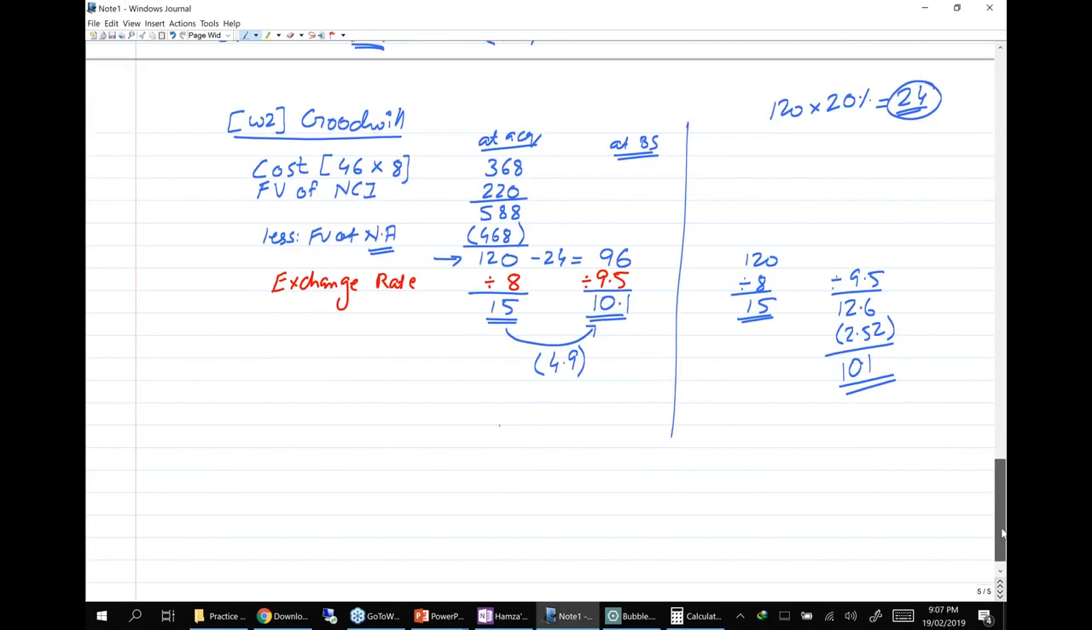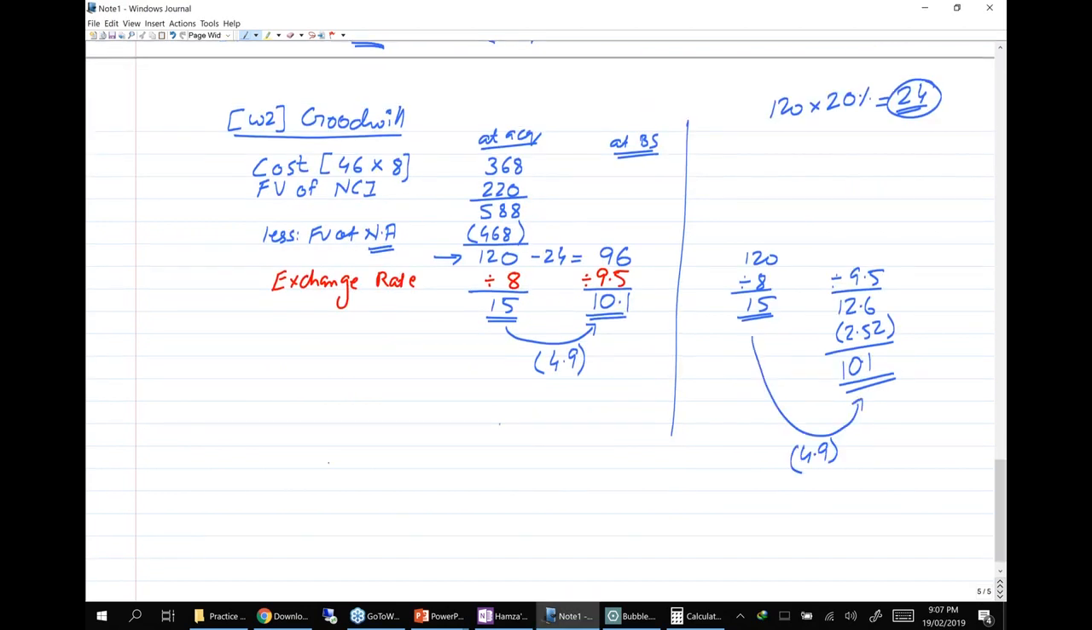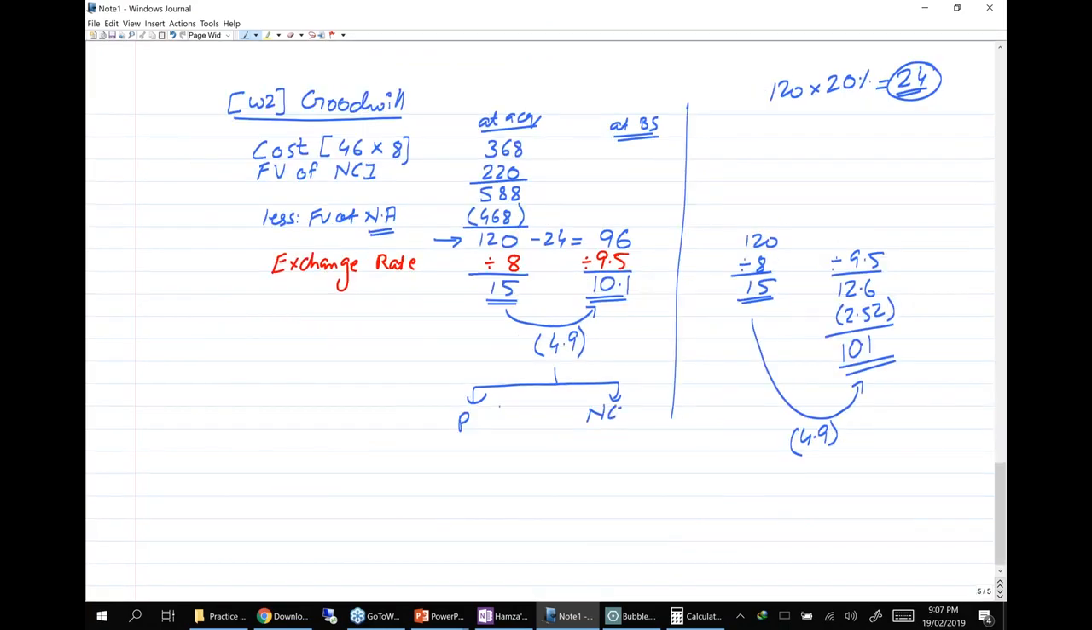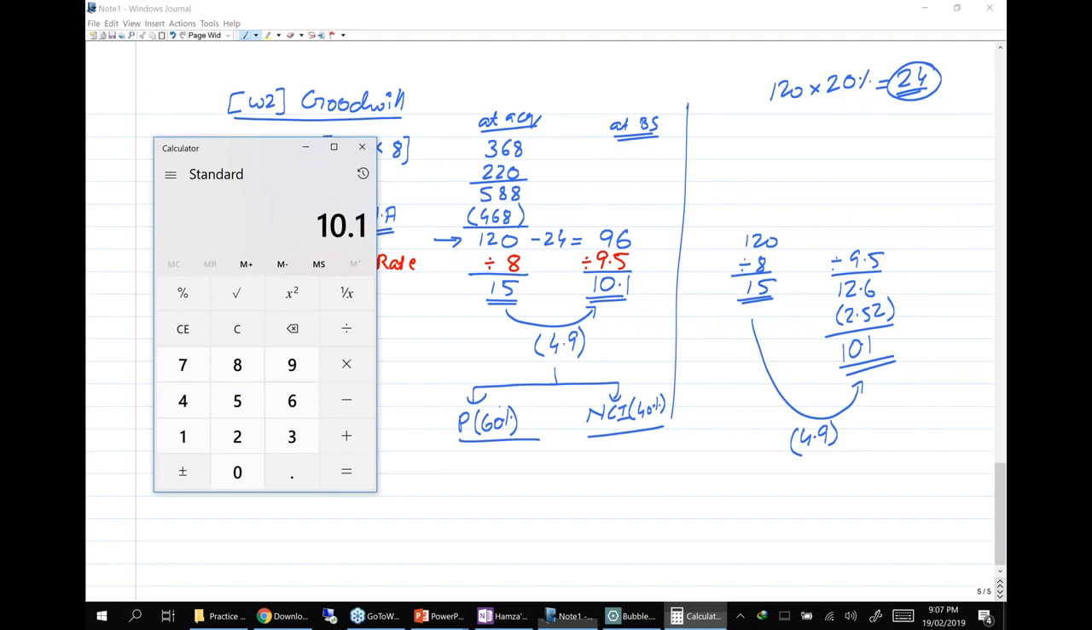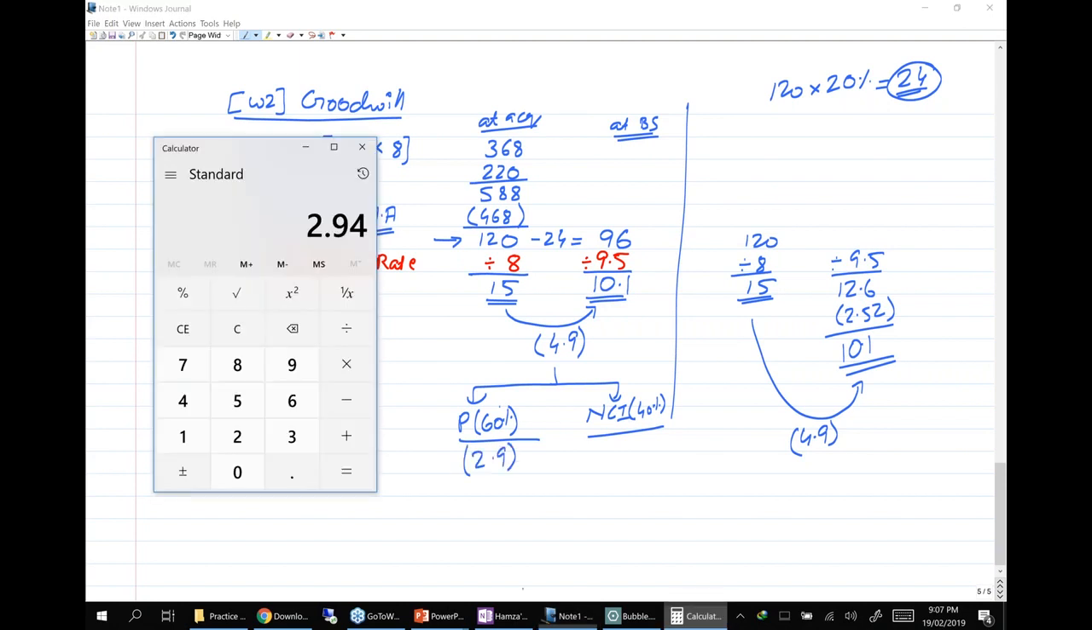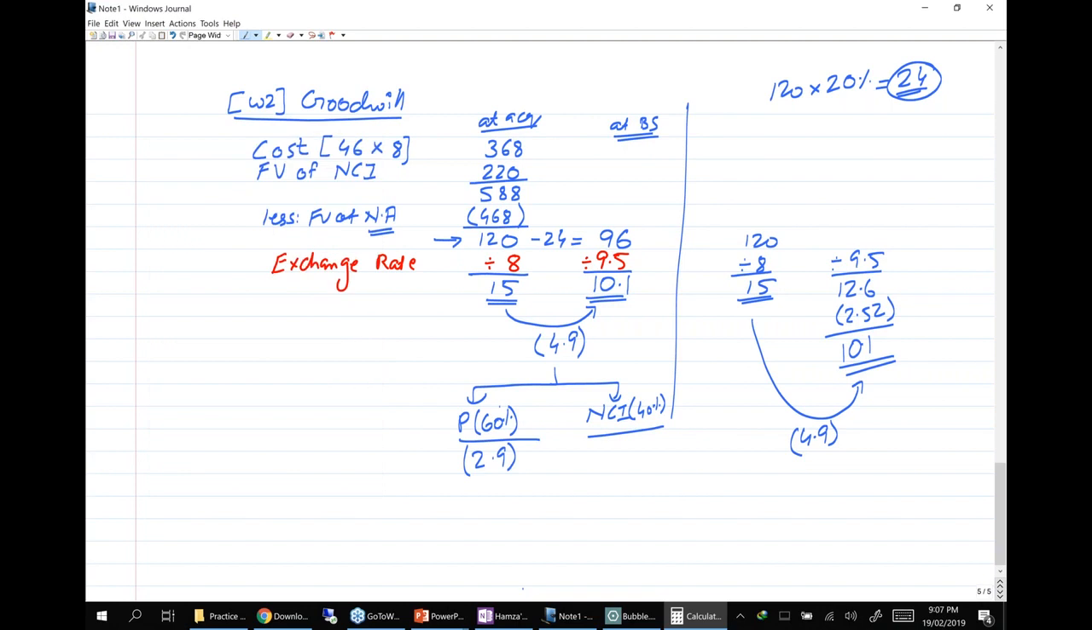But what will happen next is that we are going to divide this 4.9 between the parent and the NCI, by how much? By 60% and 40%. So 4.9 into 0.6 is going to be 2.9. And 4.9 into 0.4 is going to be the remaining 2. So this can obviously be done over here as well, 2.9 and 2. So up till now, both the methods are the same, but they are going to differ in a while.